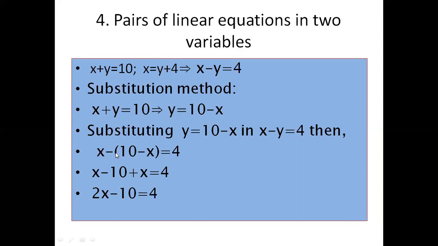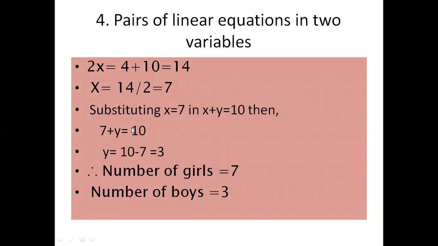Multiply both the terms with minus: x minus 10 plus x is equal to 4. Here x with no sign means plus, so plus x plus x, 1 plus 1 is 2. So 2x minus 10 is equal to 4. Then 2x is equal to 4 plus 10, 14. Then x is equal to 14 by 2, that is 7.